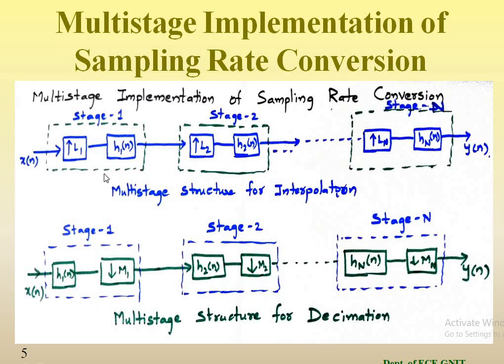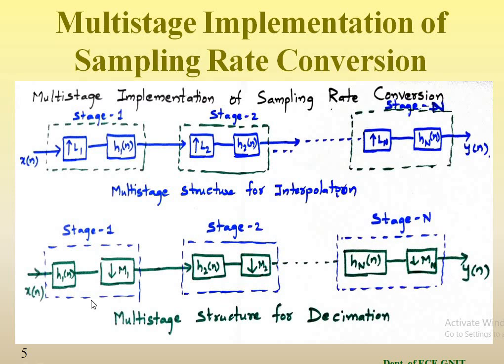In cascading these interpolators, anti-imaging filters are introduced at the output of each stage of interpolation in order to eliminate the images introduced by the upsampling in that stage. Similarly, in decimation too, if the sampling rate factor M is very large, then M can be expressed as a product of positive integers such that M is equal to M1 into M2 into so on until Mn.